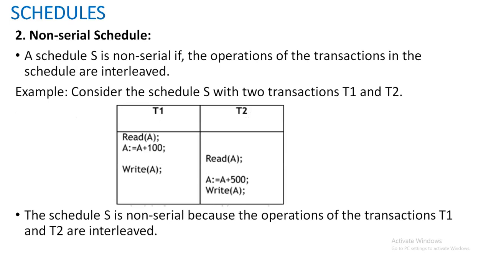The next one is non-serial schedule. The same schedule with two transactions, but here you can see that transaction 1 has not completed its transaction completely before transaction 2 has started its process. Here you can see that read A happens, and then A is processed, but before writing the updated value, T2 is reading the old data of A. So here the inconsistency of data will happen. This type of schedule is called a non-serial schedule.